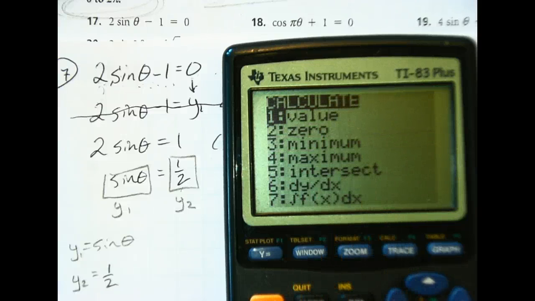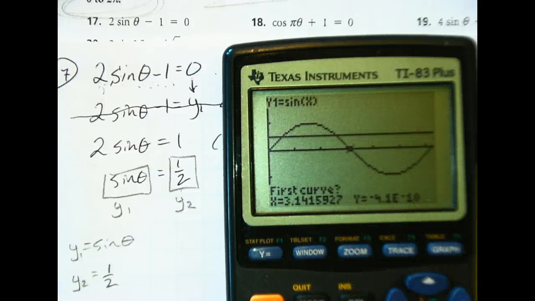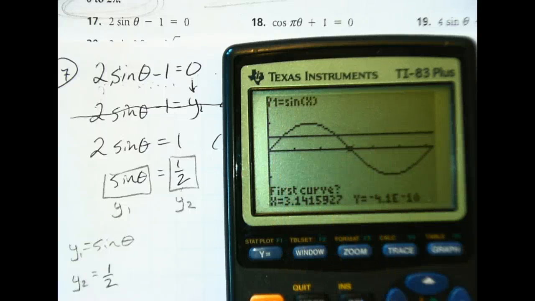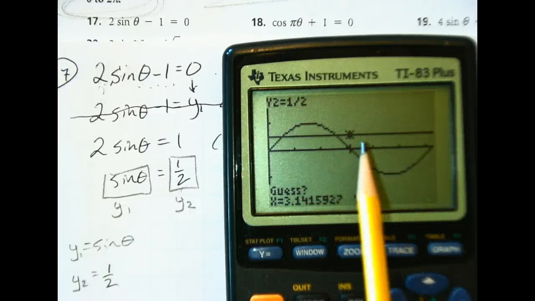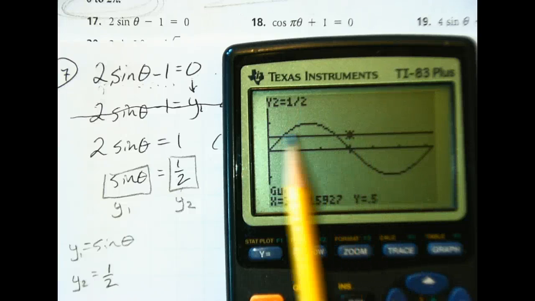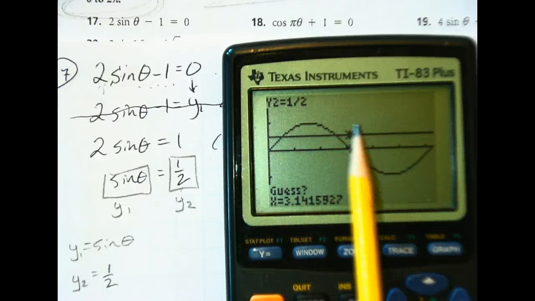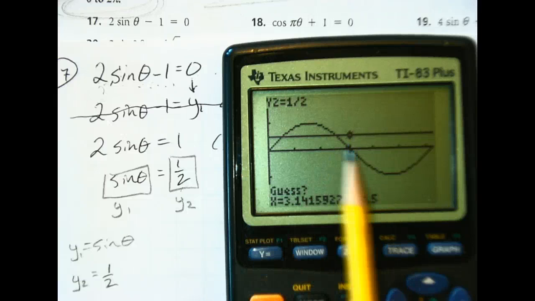Intersect. Okay. And so it says first curve. Well, is this my first curve? Sure. We'll go with that. Second curve. Is that my second curve? Sure. It says guess. In other words, put your cursor next to the intersect you want to calculate. So it's going to calculate this one since the cursor's right there. So we hit enter, and it tells us our answer is?